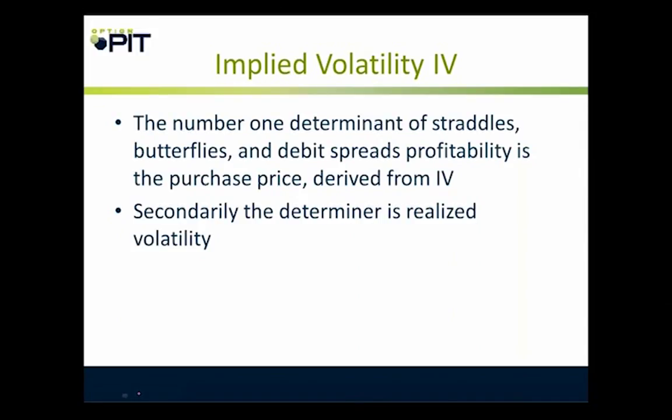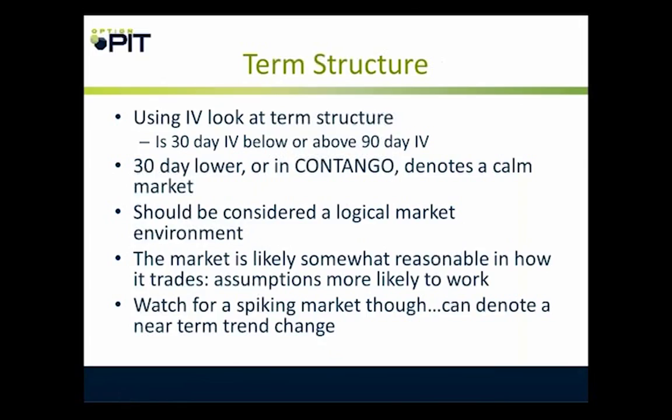All right, so implied volatility is going to be the number one determinant of how straddles, strangles, and debit spreads perform. Secondarily, the determinant is HV, or realized volatility. Pretty simple. Now, let's talk term structure. So we're hitting all the different pieces of implied volatility. So using IV, look at a term structure.